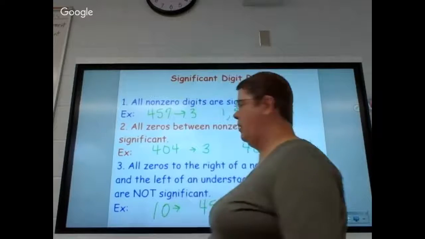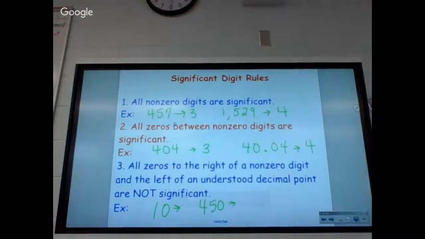Okay? Those zeros are to the right of the 1, to the right of the 4 and the 5. But they're to the left of an understood decimal point. You know there's a decimal there, but did I write the decimal? No, it's just understood. You know there's a decimal point there.